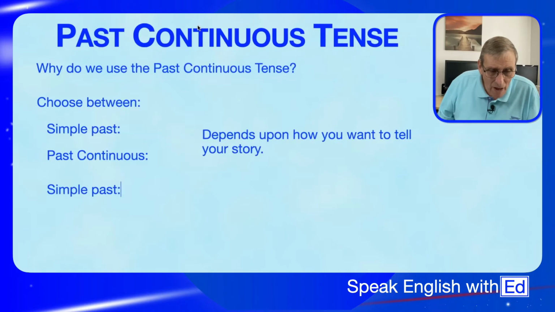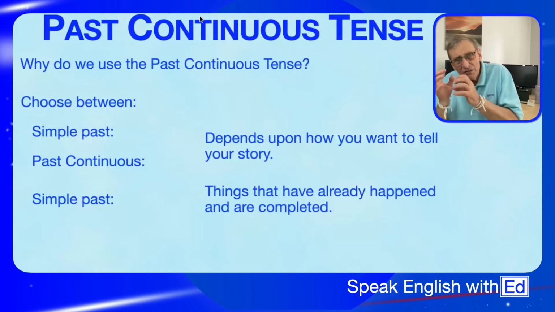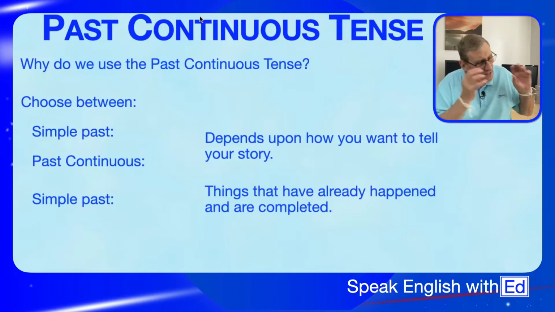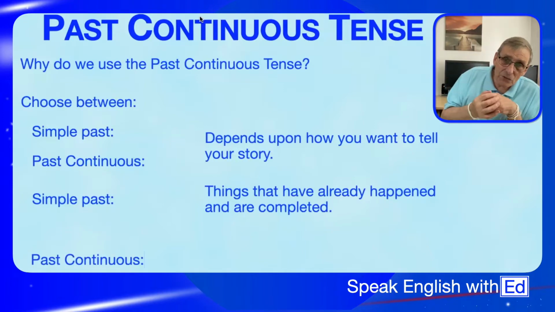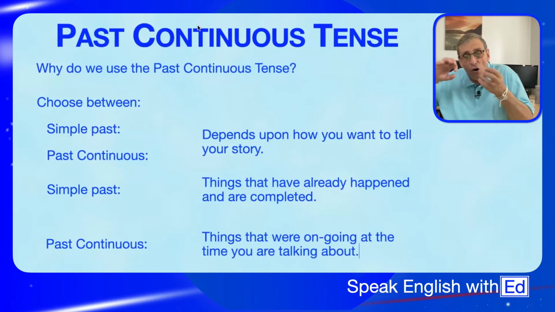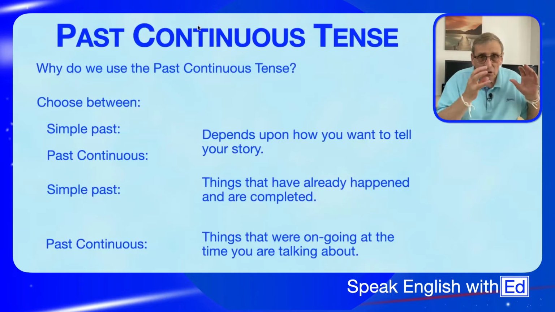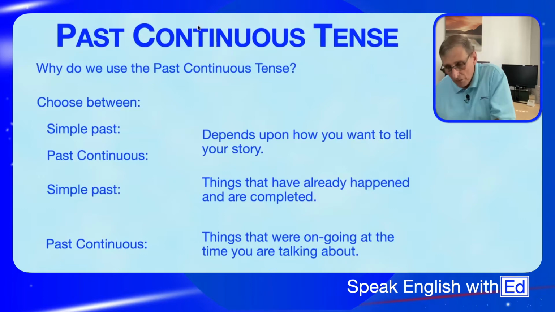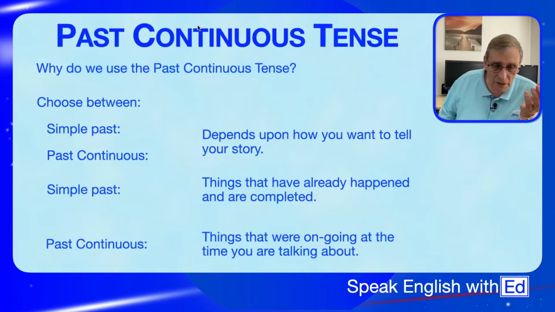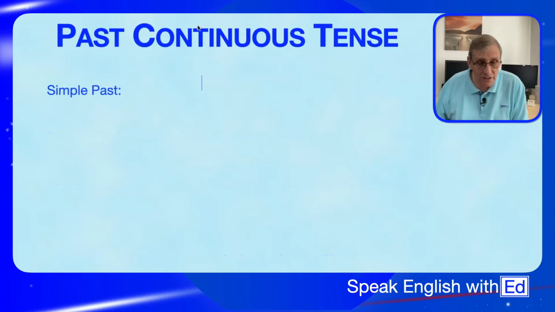Okay. The simple past talks about things that have completed. They've already happened. They're done. You started doing something at a certain time. The past continuous talks about things that are ongoing at the time that you're talking about. So when you got to visit your uncle, what was he doing? He was doing something when you got there, and you can ask what he was doing. So you're talking about things that were ongoing at a certain time.